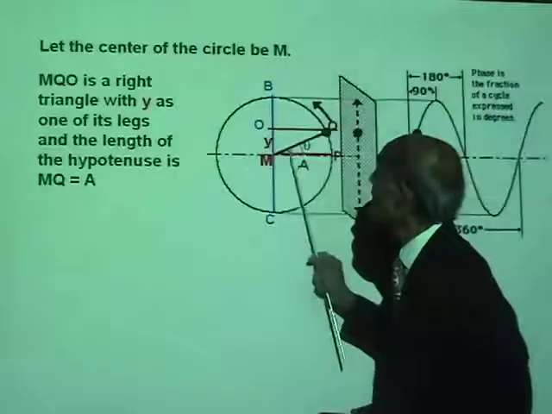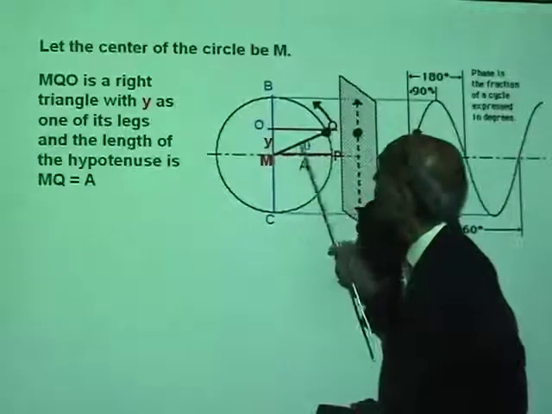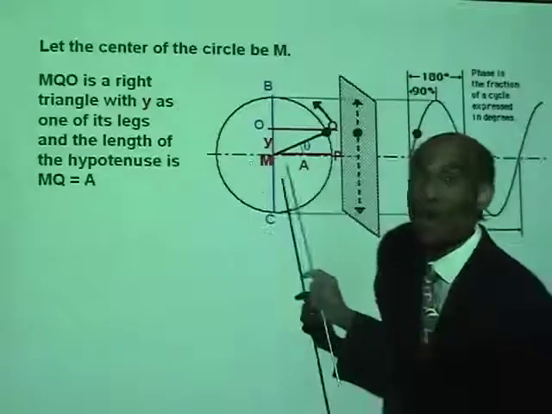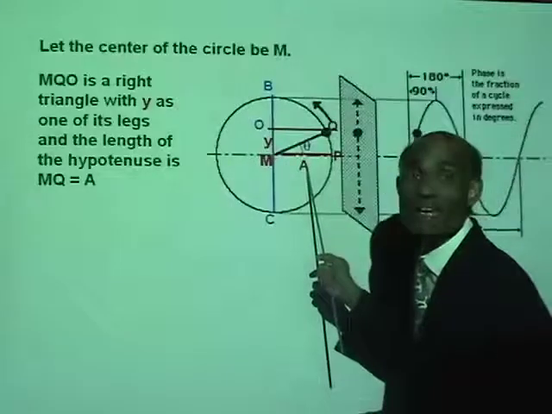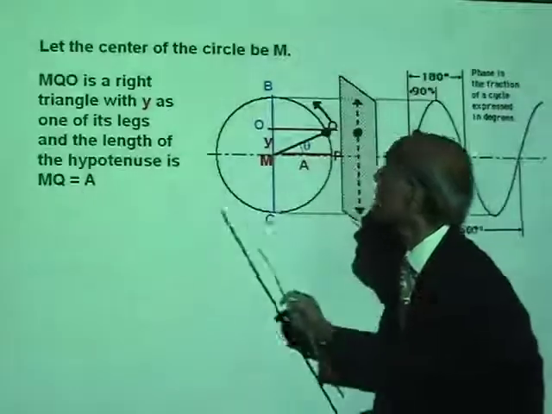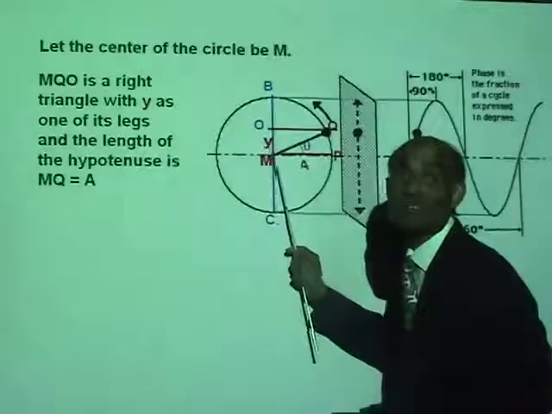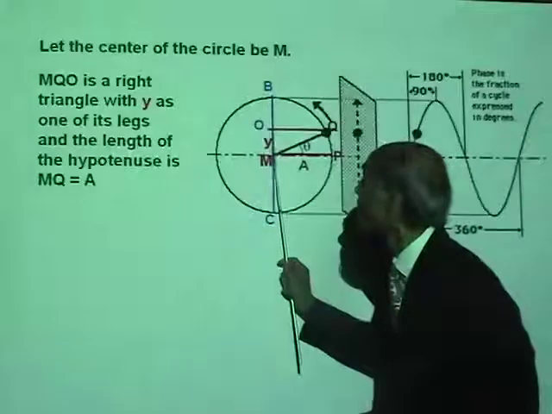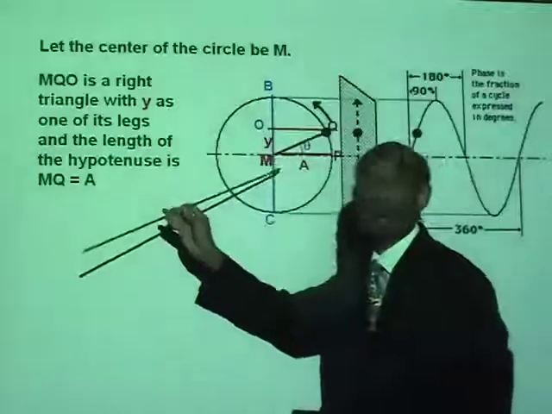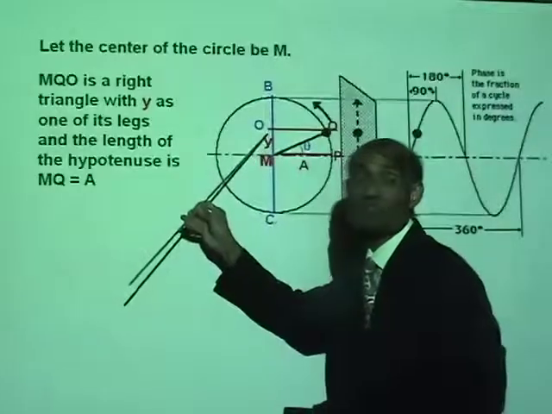The length of the hypotenuse, can you tell me what is the length of the hypotenuse? MQ. That is the radius. And what is the radius that we call the radius equal to? A. So the hypotenuse of this triangle equal to A, and one leg is the displacement. Is that right? This is one leg of that triangle, and that is the displacement. Displacement of what? Displacement of the projection O from the equilibrium position.